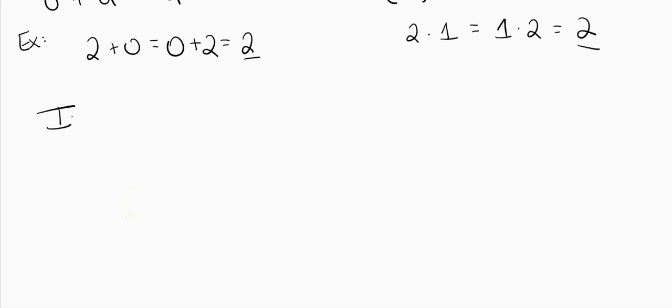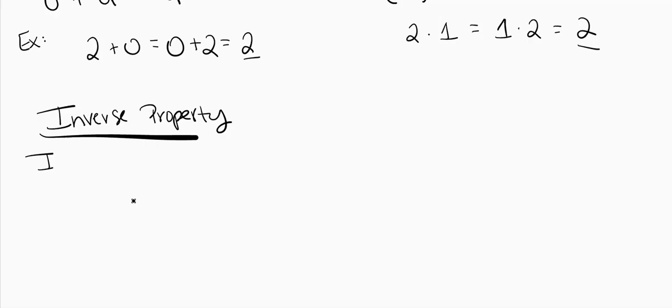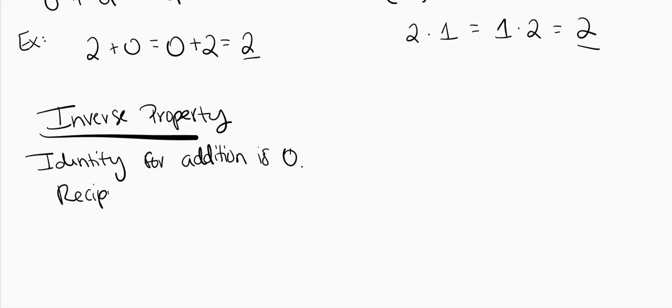Next we have the inverse property. And this is actually connected to the identity property. We already know that the identity for addition is 0. So say we have a non-zero value. What can I add to that value to make it 0? And this is where we talk about the reciprocal.